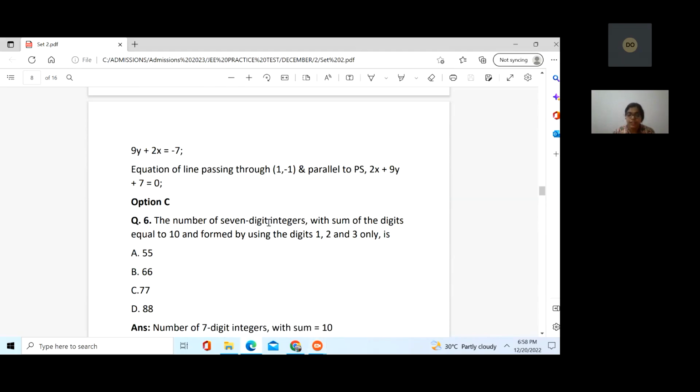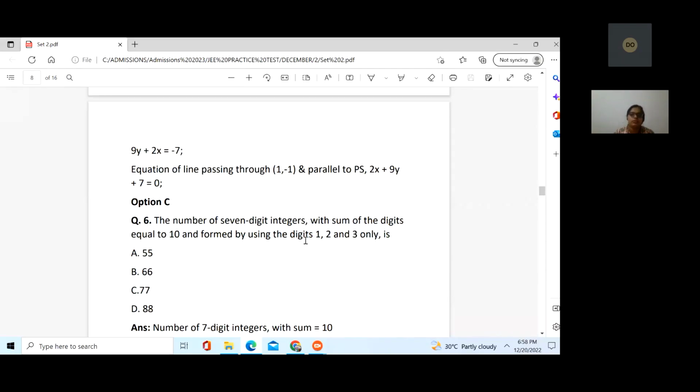The number of 7-digit numbers with sum of the digits equal to 10 and formed by using digits 1, 2, and 3 only is. I need to form a 7-digit number, and the sum of the digits should be 10. It is formed by using digits 1, 2, and 3. So I'm having different criteria. I need to satisfy all these criteria, and I need to find the answer. The 7-digit integer can be formed by 1, 2, and 3.